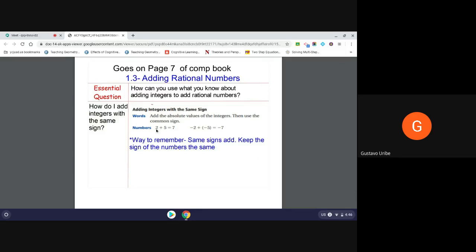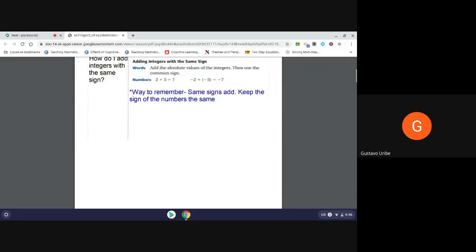So this is a positive, this is a positive. I'm going to add them, keep the sign the same. This is a positive 7. This is a negative, this is a negative. Because the signs are the same, I'm going to add them and keep the sign the same. So this is a -7.